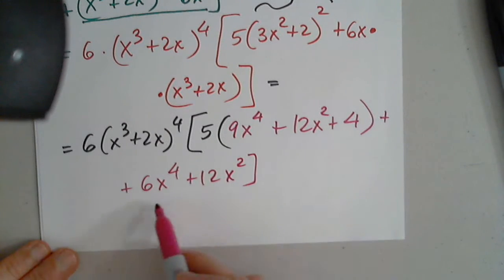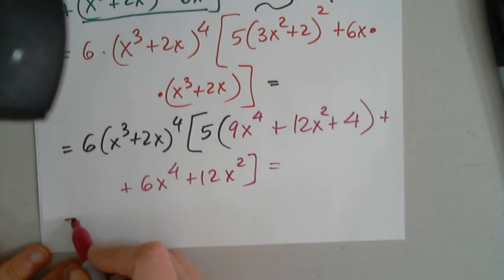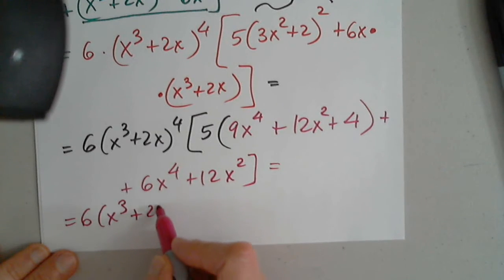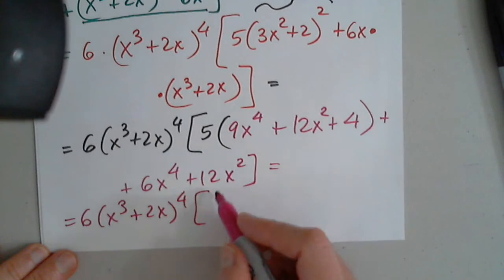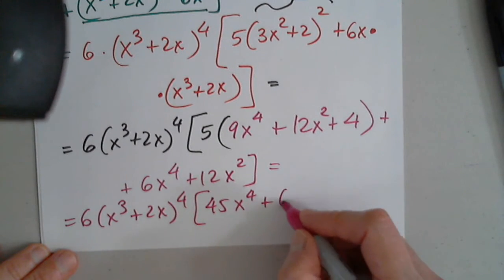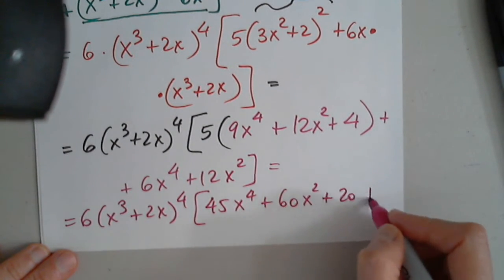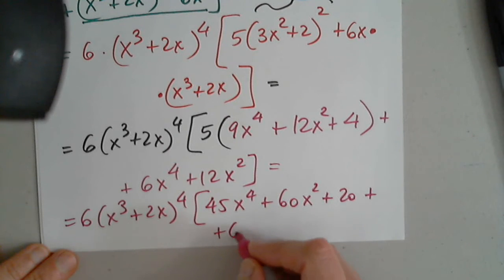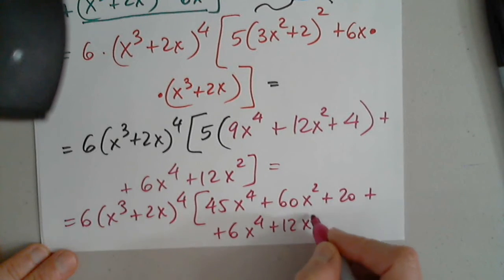Now I will distribute 5 and combine like terms. And this will be final. (x cubed plus 2x) to the 4th, and then 45x to the 4th plus 60x squared plus 20. And then plus 6x to the 4th plus 12x squared.